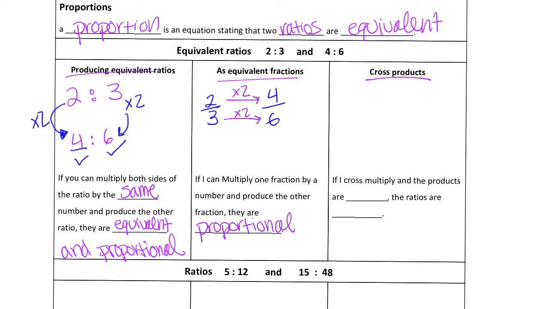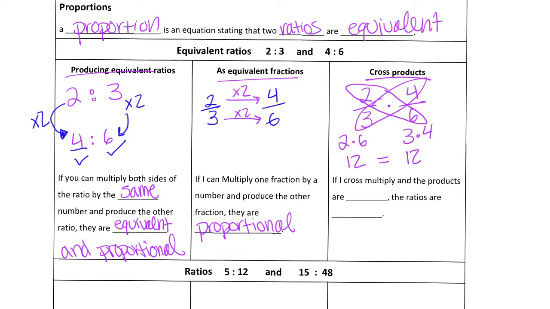I can also do something called cross products. You might have heard it called the butterfly method. That's where I go across diagonally and I do 2 times 6. I want to know, does that equal 3 times 4? 2 times 6 is 12, and 3 times 4 is also 12. So 12 is equal to itself. So if I cross multiply and the products are equal, then the ratios are proportional.